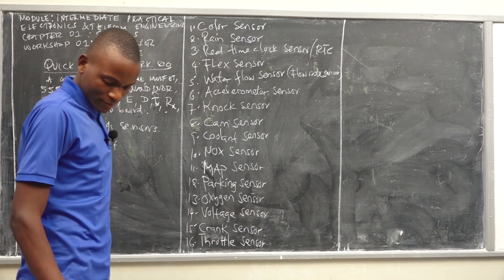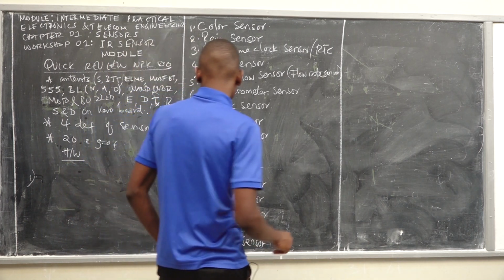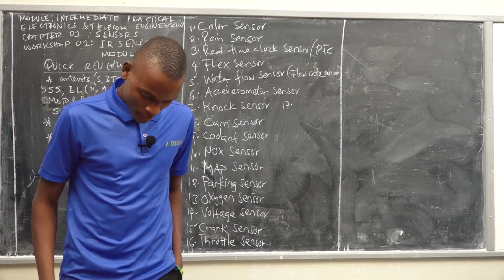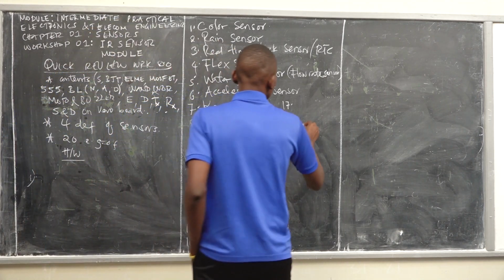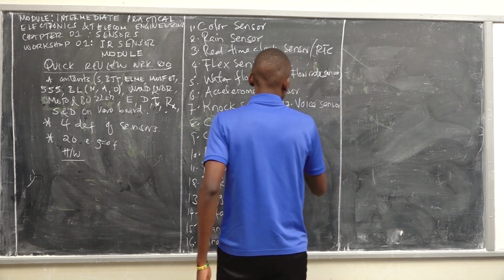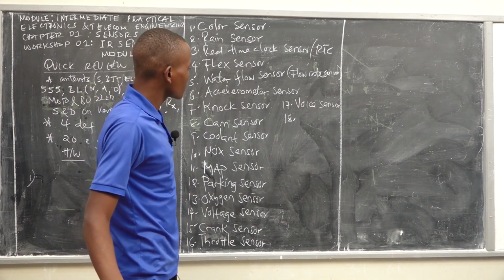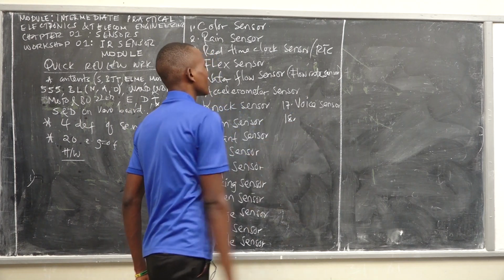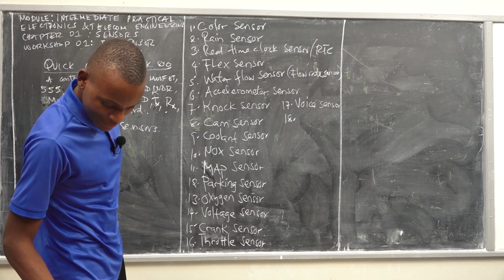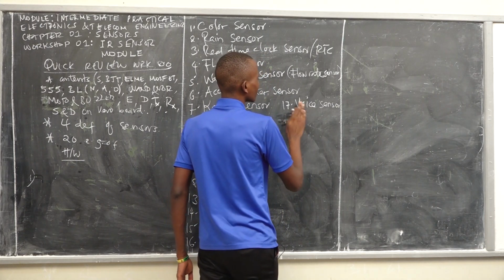Next. So class A, cam sensor. Continue. Coolant sensor. NOx sensor. MAP sensor. Parking sensor. Oxygen sensor. Voltage sensor. Current sensor. And number 17 is what? Voice sensor. Yes. 16. Instead of voice sensor, just write sound sensor. It's not a voice sensor, it's called the sound sensor.